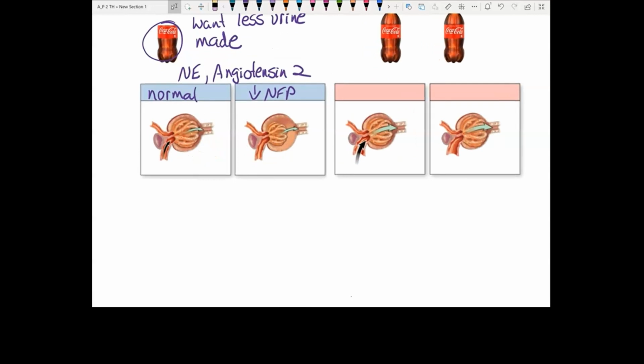Compare the pictures. You can see definitely one of the big things you can notice is the size of the glomerulus. It will shrink your filtration membrane. Okay, if your filtration membrane is smaller, then you will make less filtrate. So this means fewer molecules are taken out of the blood. You're retaining stuff in your blood.